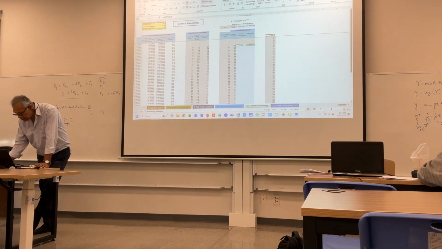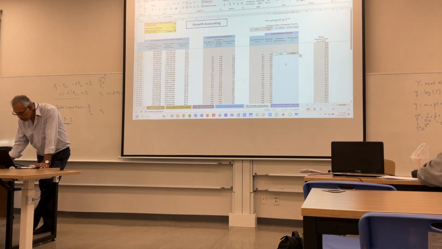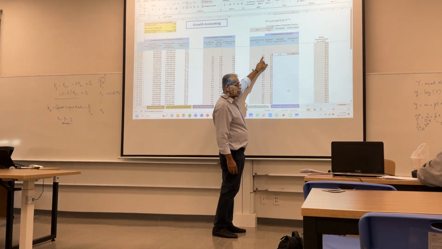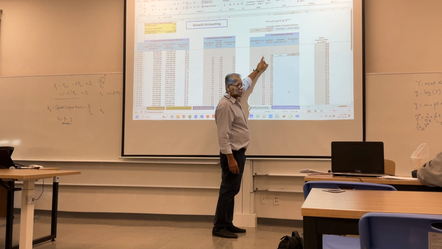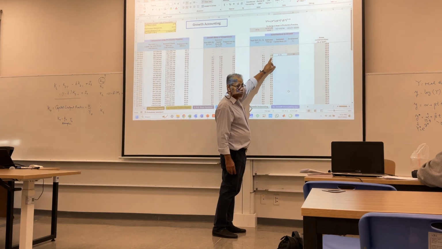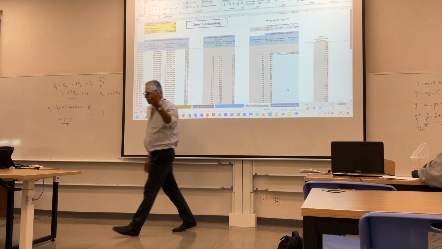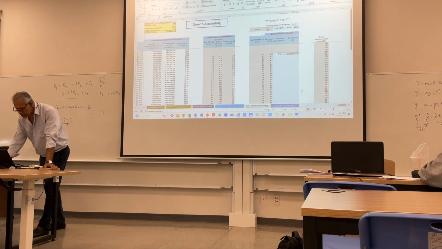So in the next sheet, there are two blue columns. If you use the formulas on top to fill them, we are now trying to break down real GDP growth and see how much was the contribution of total factor productivity, capital and labor. We are doing a little bit of growth accounting.